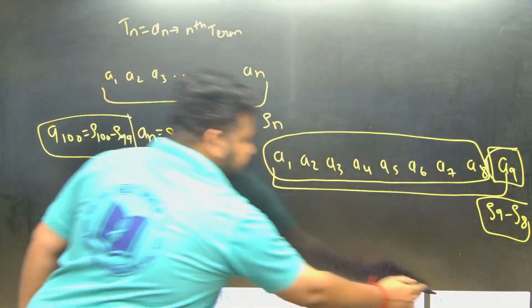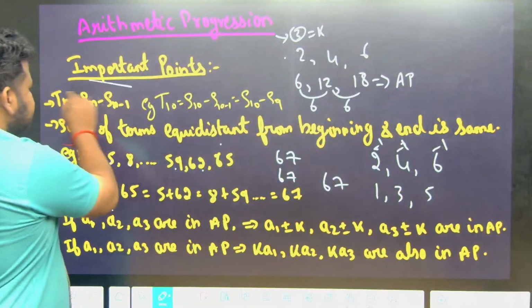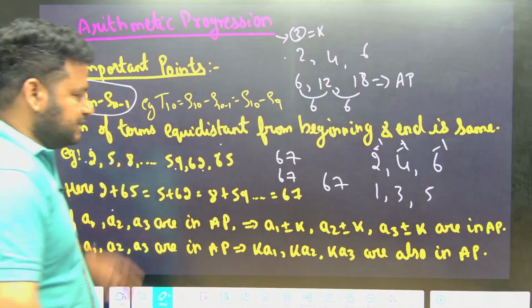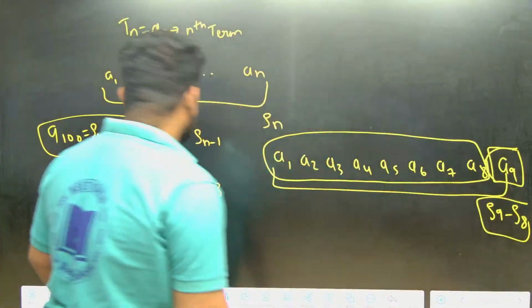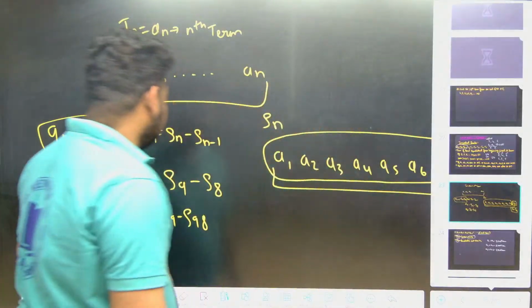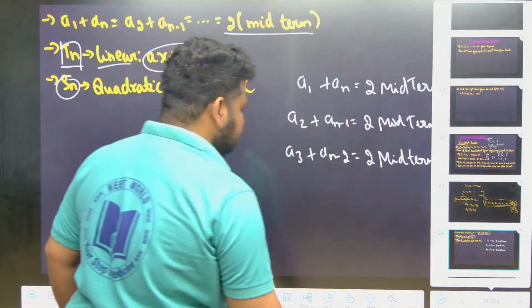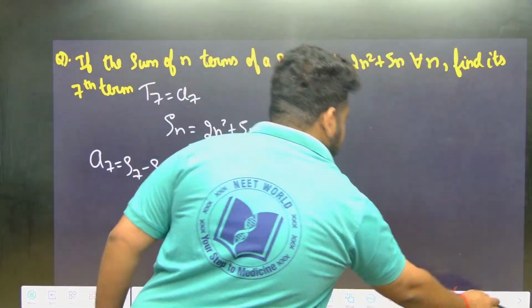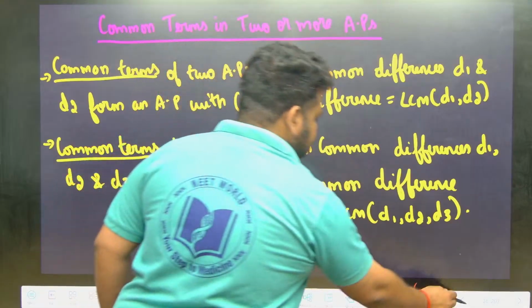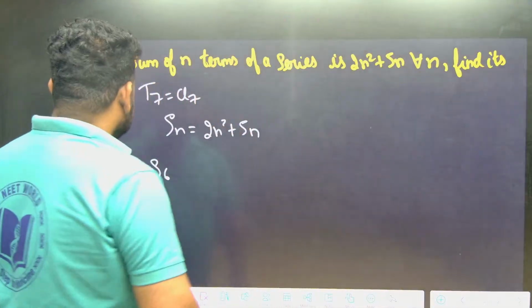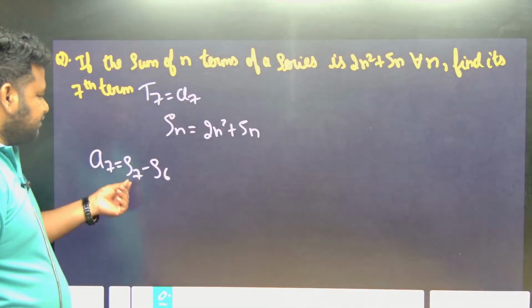This is the result that we are using. See, please focus here. So, this should become equal to what? So focus here. Next one. So A7 means S7 minus S6.